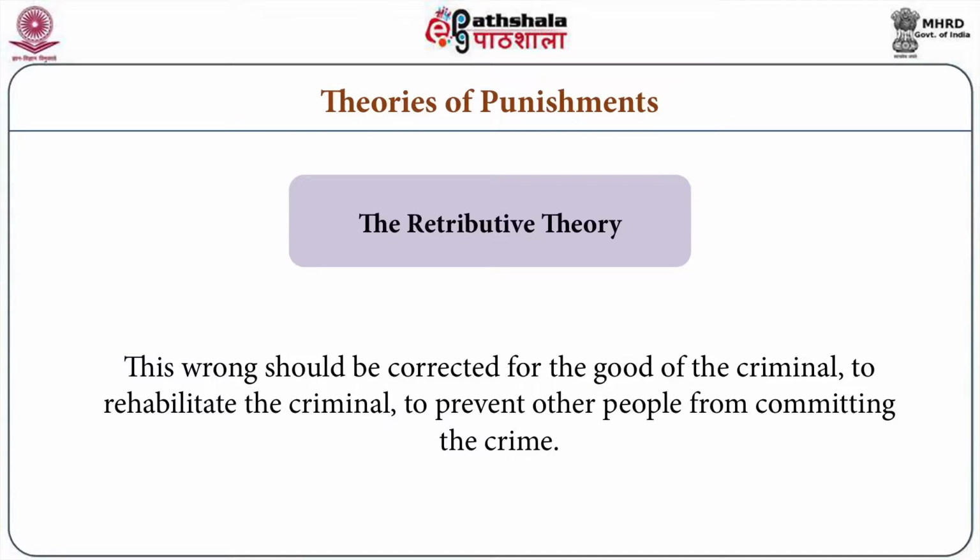In other words, the judge might say, a crime has been committed and this wrong must be corrected. This wrong should be corrected for the good of the criminal, a deontological position, to rehabilitate the criminal. This wrong should be corrected to prevent other people in society from committing such a wrong in the future. That's a consequentialist, welfare, sort of utilitarian argument. And this wrong should be prevented because the victim must see justice.